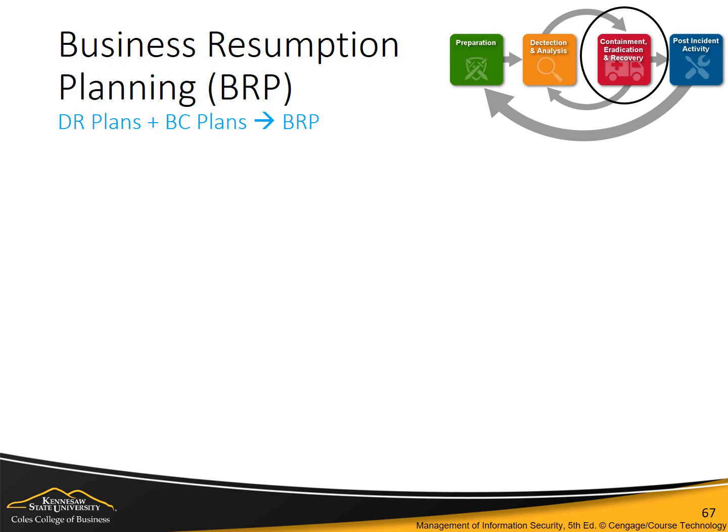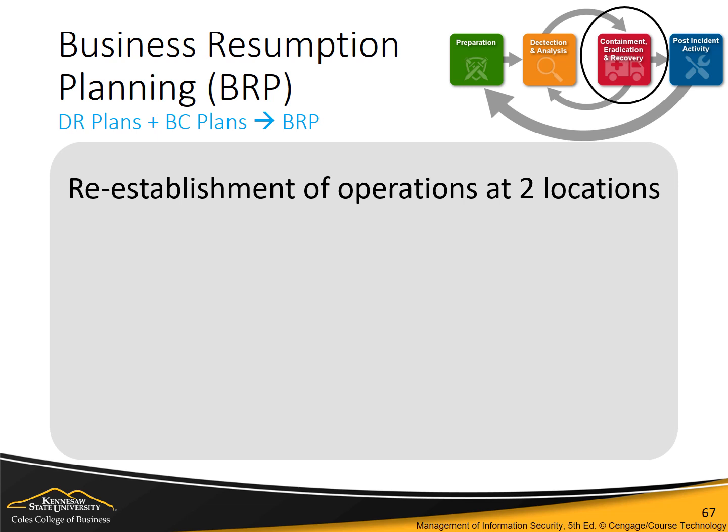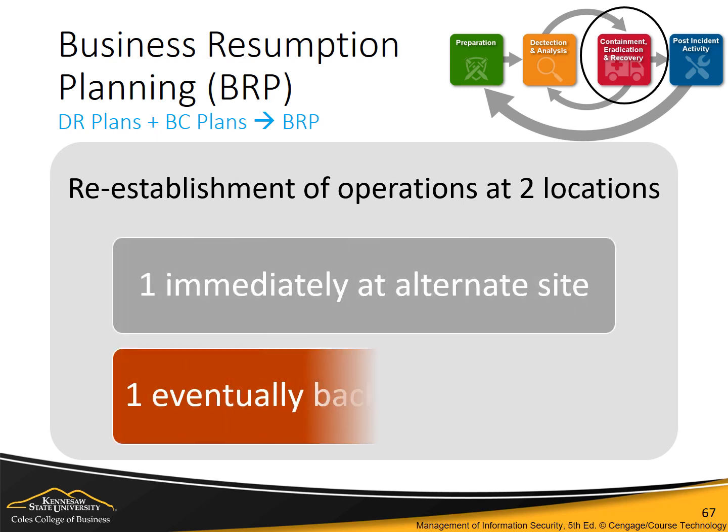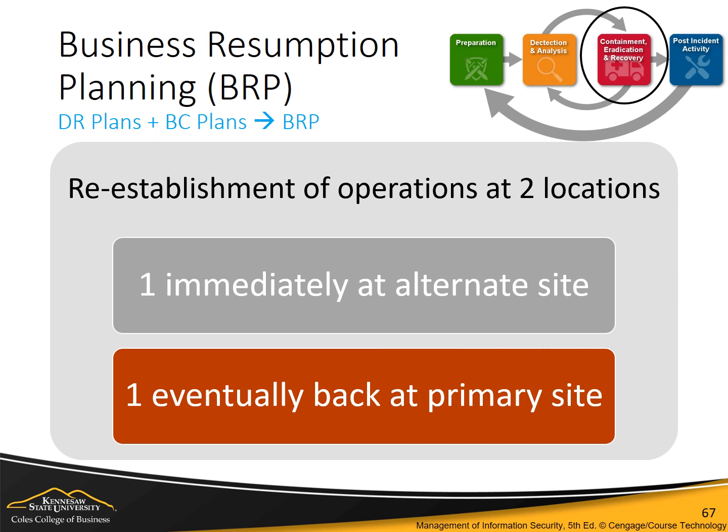Since disaster recovery and business continuity plans are closely related, most organizations merge the two functions into a single function called Business Resumption Planning, or BRP. Business resumption planning requires reestablishment of operations at two different locations, one immediately at an alternate site and one eventually back at the primary site, unless that's not possible.